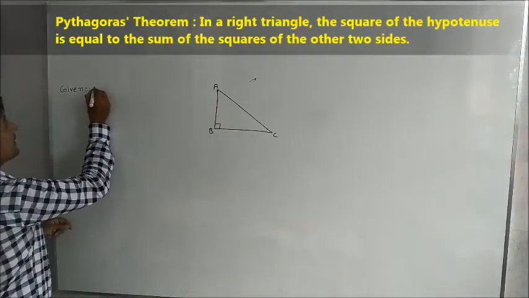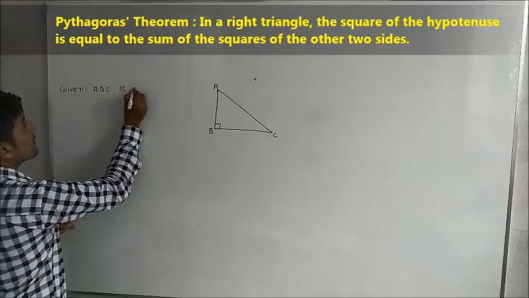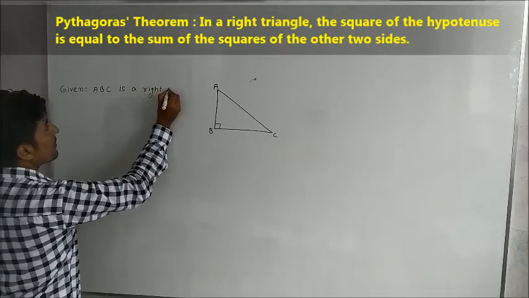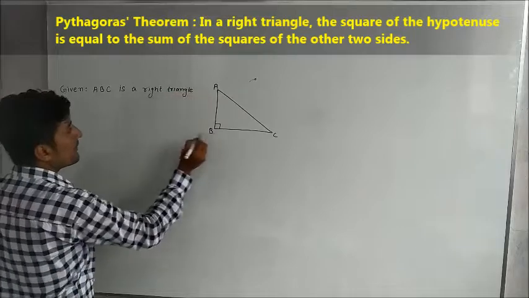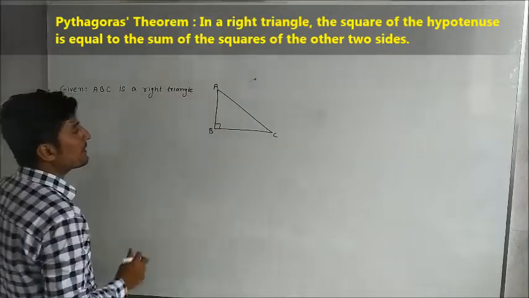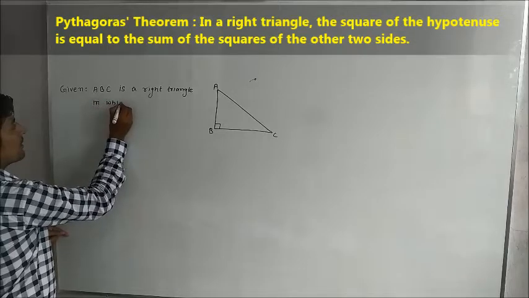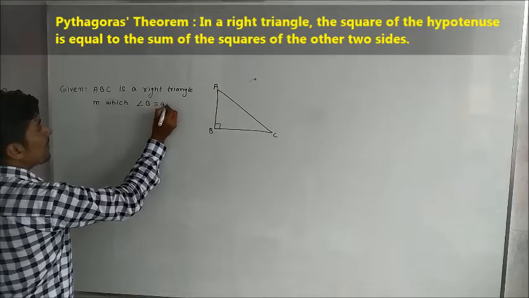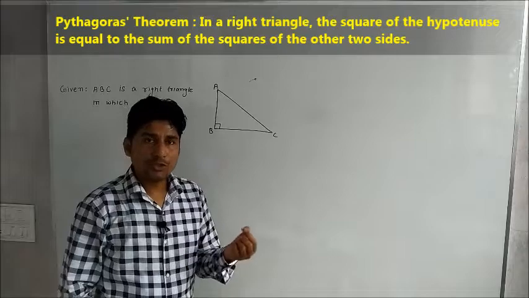So we can write here, ABC is a right triangle, in which measurement of angle B is equal to 90 degrees. After given, then we have to write to prove.